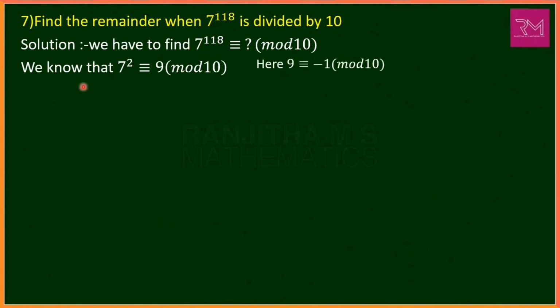Next step, if we raise this power, we get a greater value on the right hand side. To reduce that, we substitute minus 1 in the place of 9. That is, 9 is congruent to minus 1 mod 10, that is 10 divides 9 plus 1, which is 10, and 10 divides 10. So in the place of 9, we can substitute minus 1. Therefore, 7 square is congruent to minus 1 mod 10.